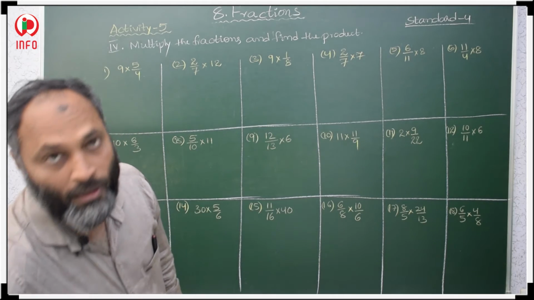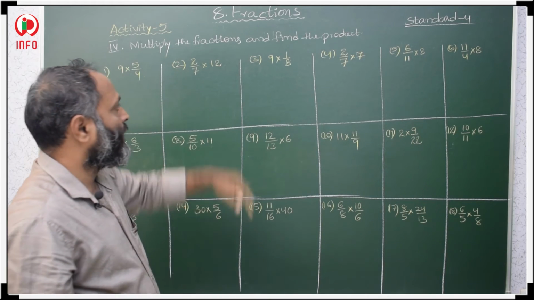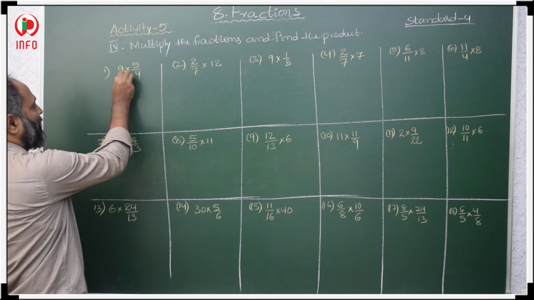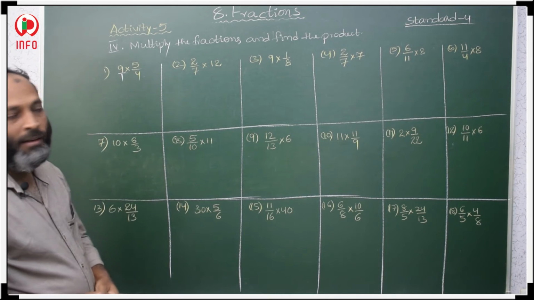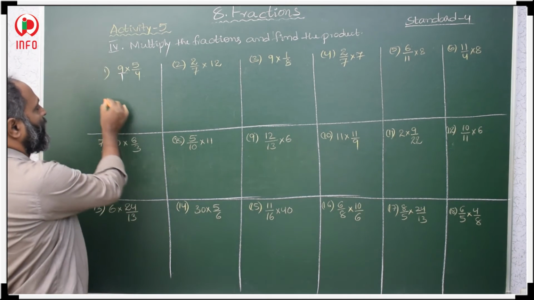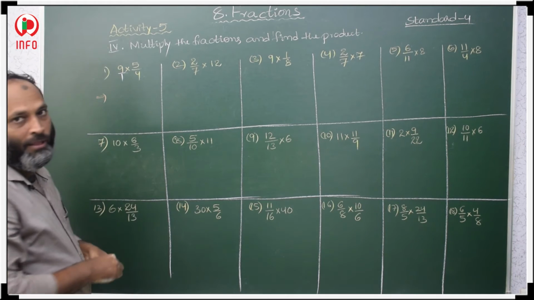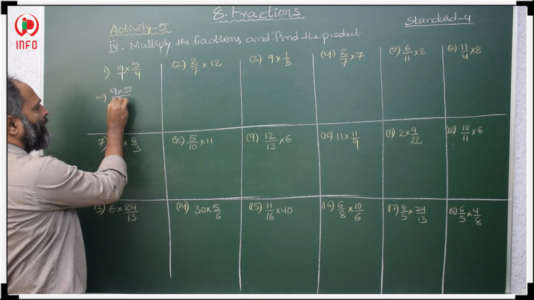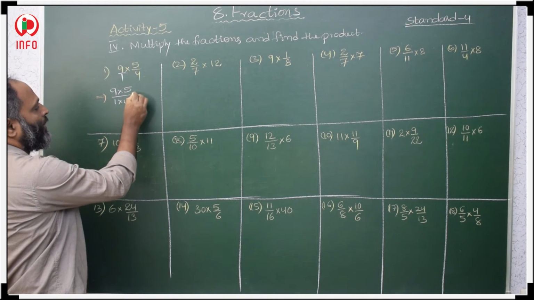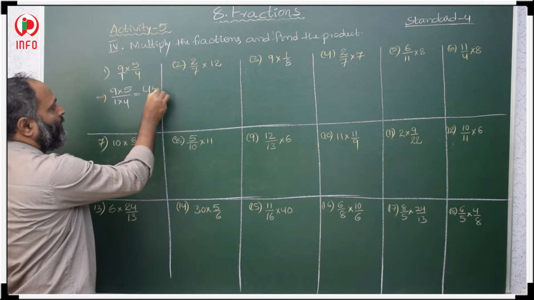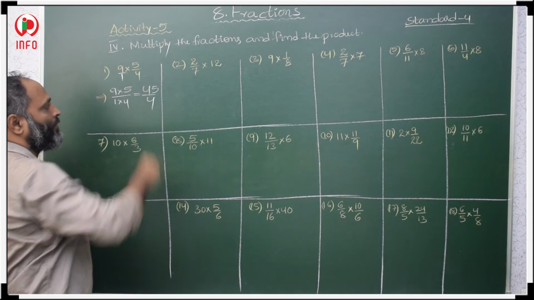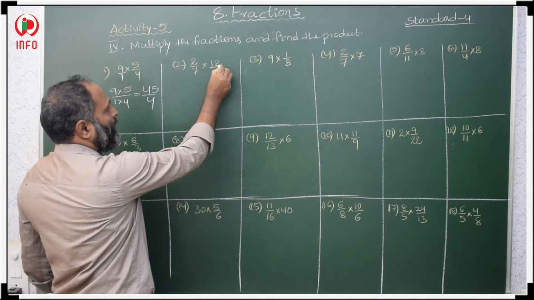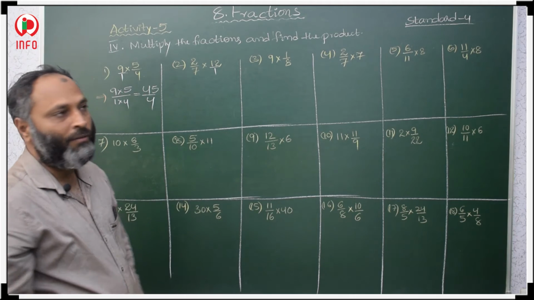Now multiply the fractions and find the product. So again the same concept. See here 9 is given, there is no by, means by 1 is there. So now no common factor we have, so then we have to multiply numerator with numerator. 9 into 5 by 1 into 4. 9 5s are 45, 1 4s are 4. That is your answer.